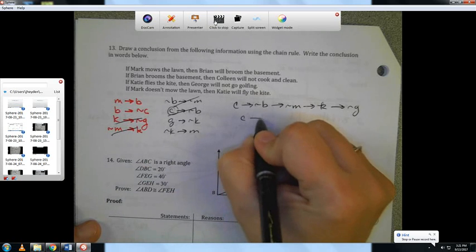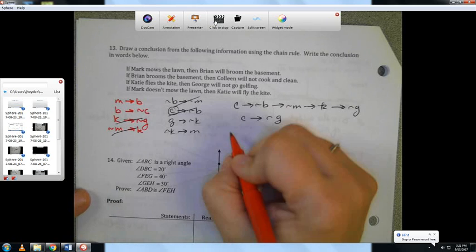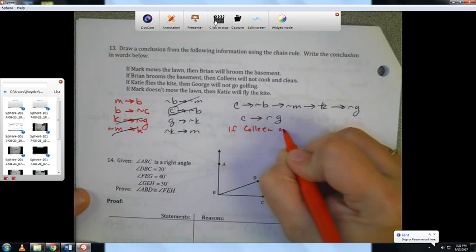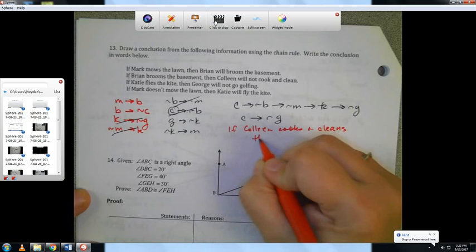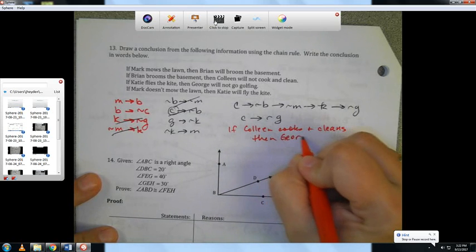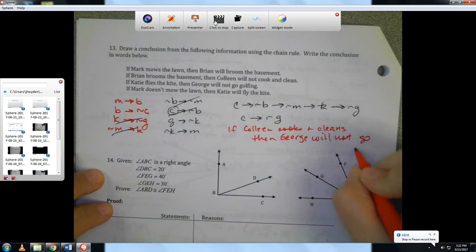So C goes to not G, which means if Colleen cooks and cleans, then George will not go golfing, because he's probably eating her meal. George will not go golfing. There you go.